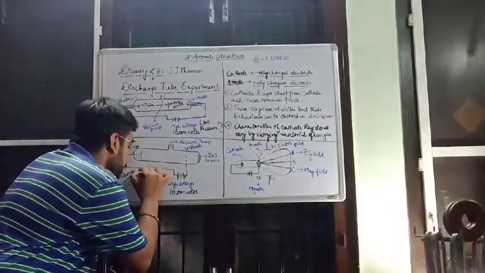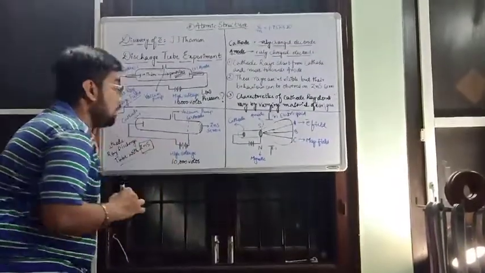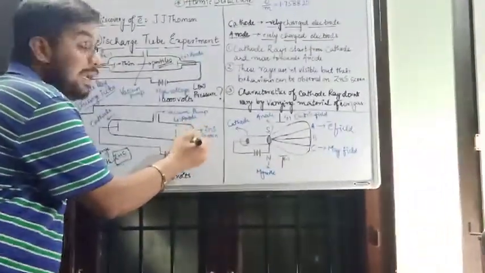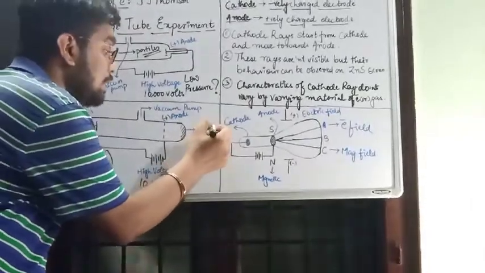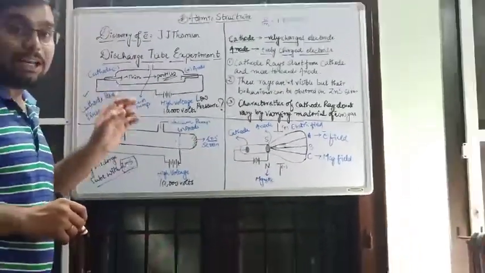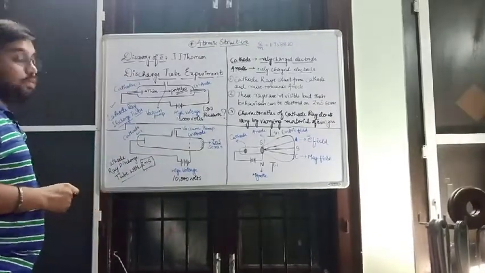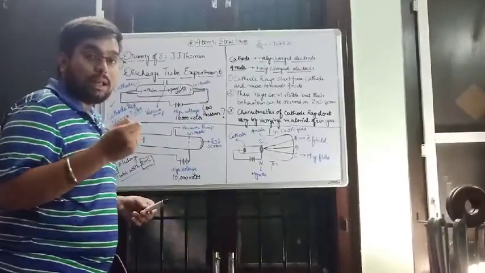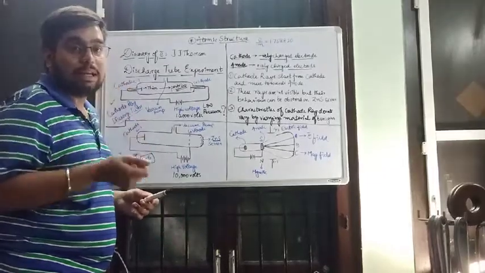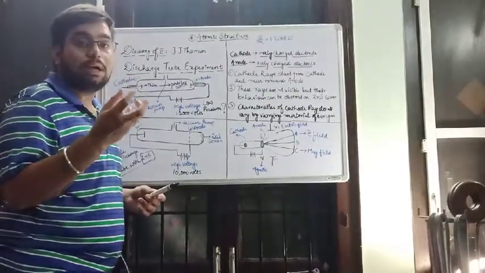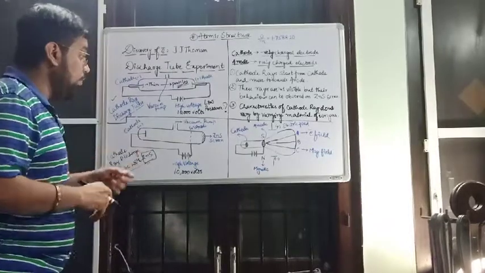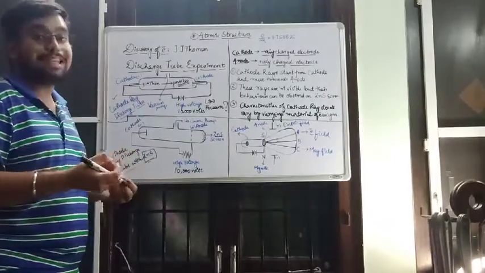Here he coated one of the ends with zinc sulfide. Zinc sulfide has the property of fluorescence. Fluorescence means when it is hit by a highly charged particle, it shows a mark. And fluorescence is, in general, self-luminous.